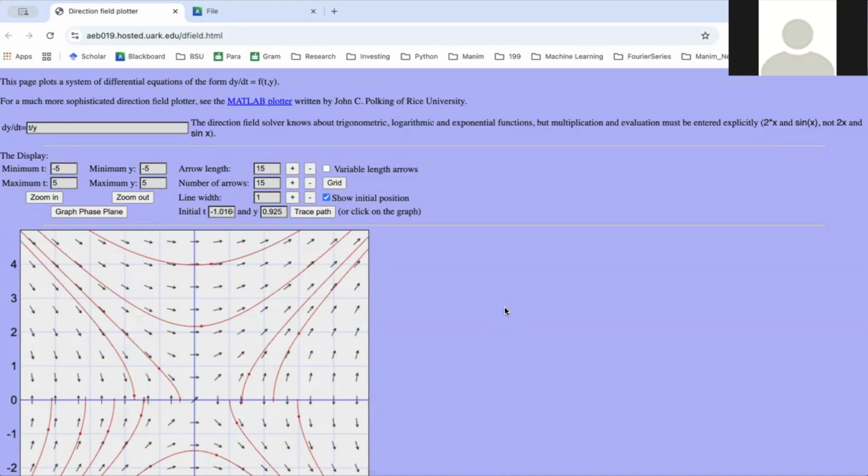Again, this is the website that we're going to use to visualize direction view and solution curve, and there will be questions in the homework assignment for you to practice entering the information and visualizing the direction view and solution curve. All right, so let me go back to the notes.